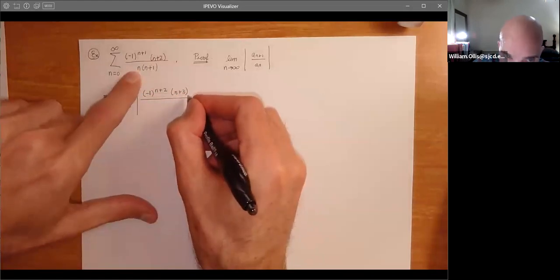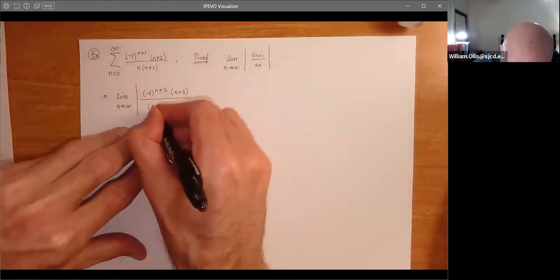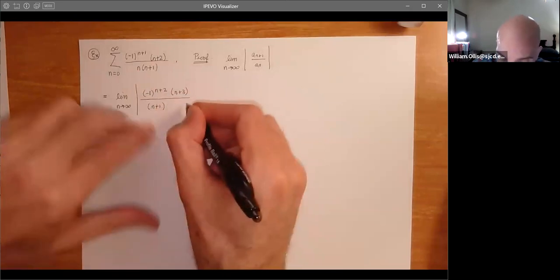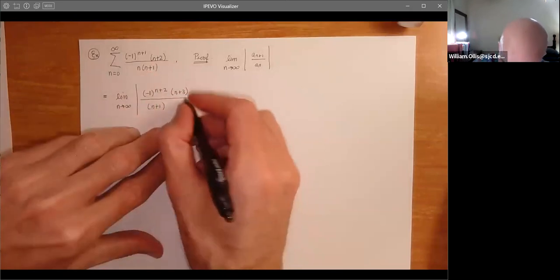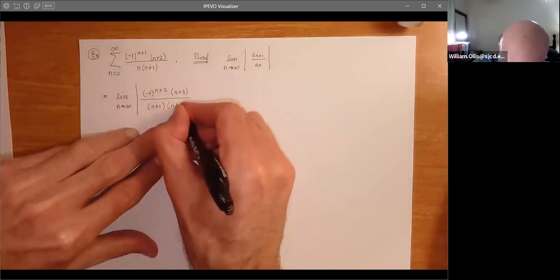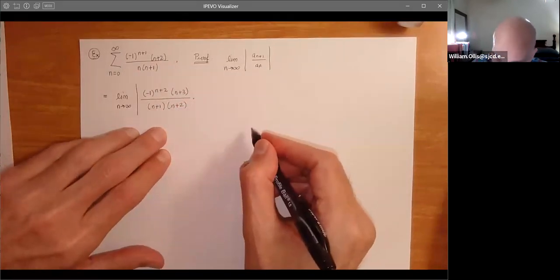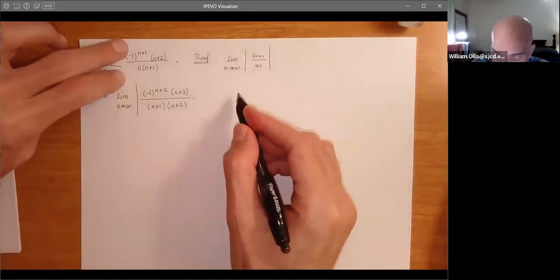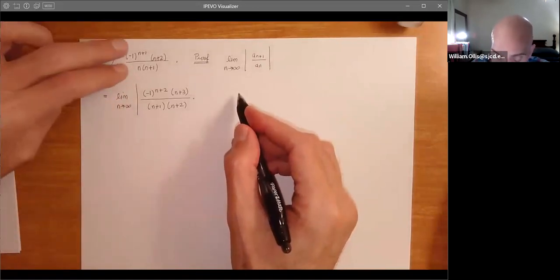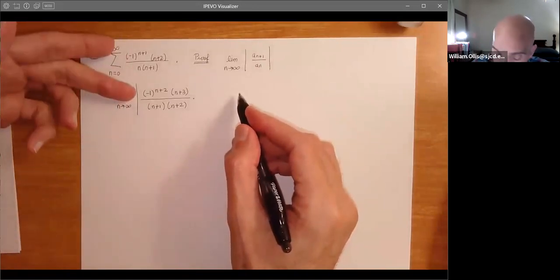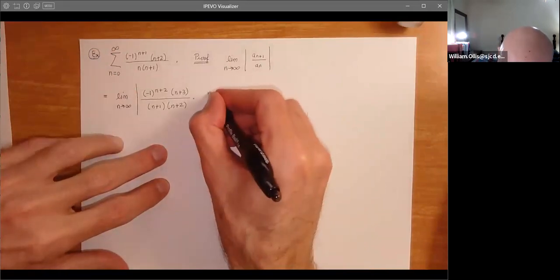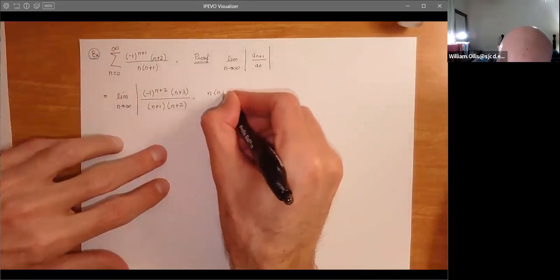And then, of course, the n becomes n plus 1, so we get n plus 1 in that case. And then, of course, here the n becomes n plus 1, and we get n plus 2. So those are easy to just do visually. Now, of course, we want to reciprocate, so basically flip the nth term. So we have n times n plus 1.